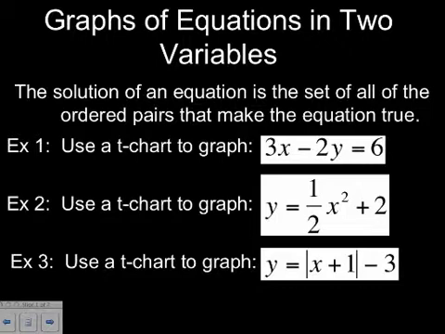Next, in example 3, we're going to use a t-chart to graph the equation y equals the absolute value of x plus 1, minus 3. Again, from the past, we should remember that the absolute value shape is a V shape, and we're going to graph each of those using a t-chart. T-charts are very useful to try and graph these things, but again, any point that is on the graph of these equations makes that equation true.